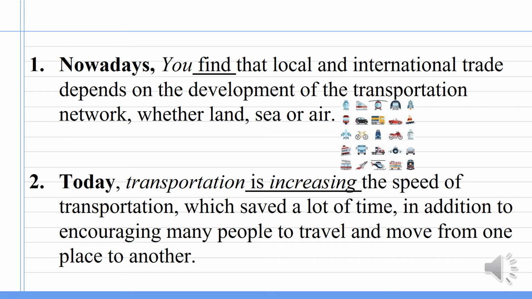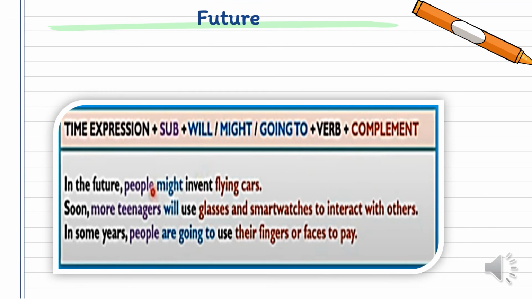Sentence number 2. Today, transportation is increasing the speed of transportation, which saves a lot of time, in addition to encouraging many people to travel and move from one place to another. What time expression are we using? Yes, today. And what type of present are we using? Yes, present continuous. Good.